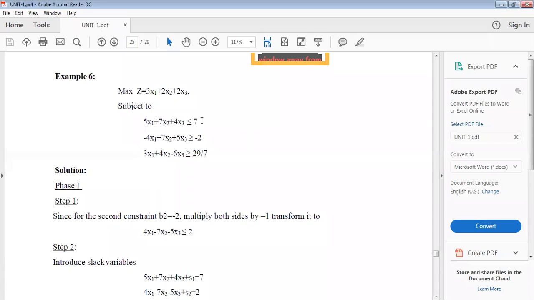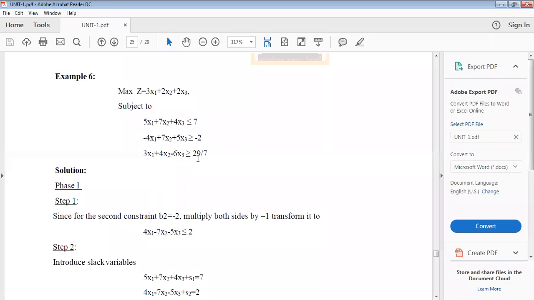For the first condition, less than or equal to means plus S1. So this will also become less than or equal to, plus S2. Whereas this is greater than, only thing is that you have to put minus S3 plus A1. Minus S3 means it is a surplus variable. When minus appears, automatically surplus variable. When greater than appears, it is going to be called a surplus variable plus an artificial variable. So surplus variable means minus S3, and artificial variable means plus A1.